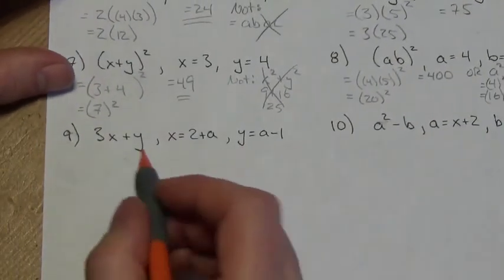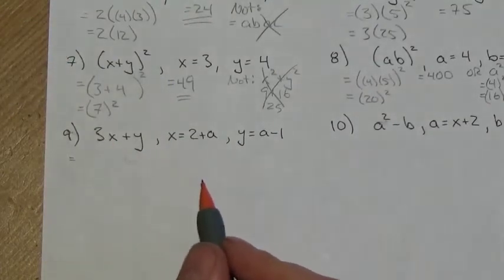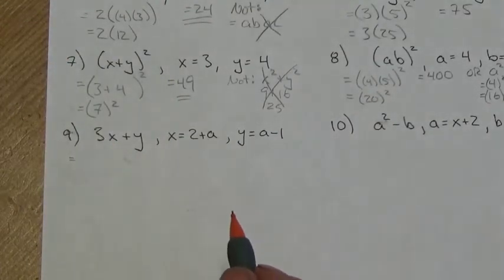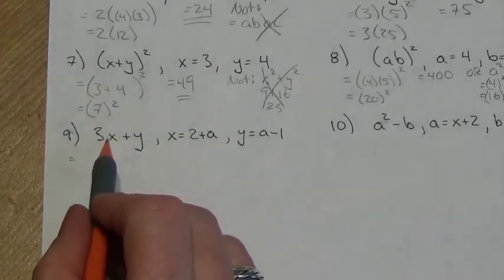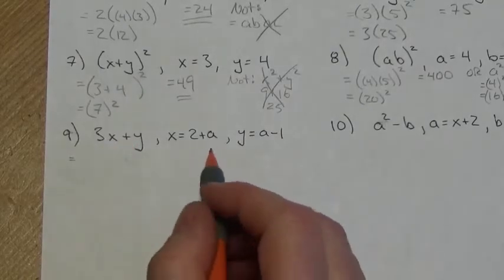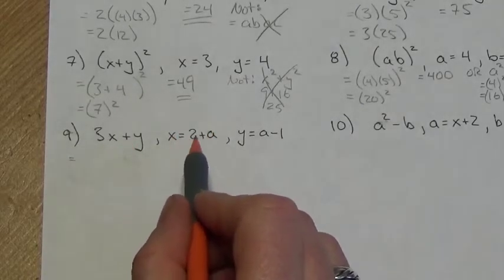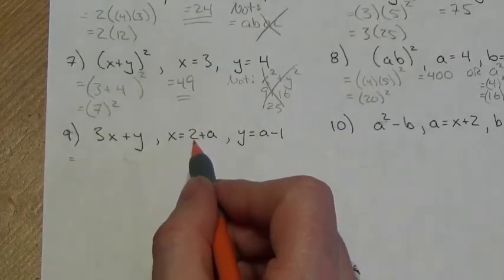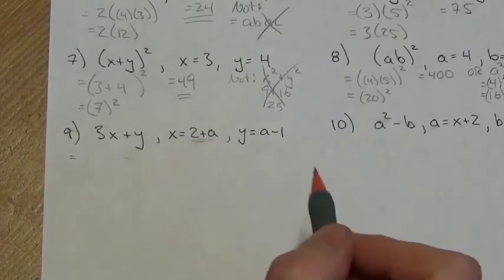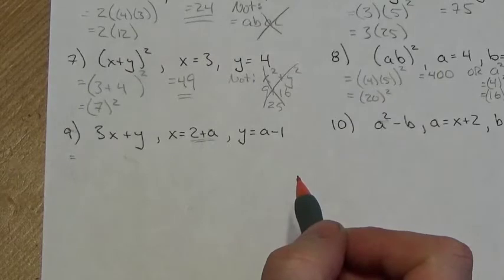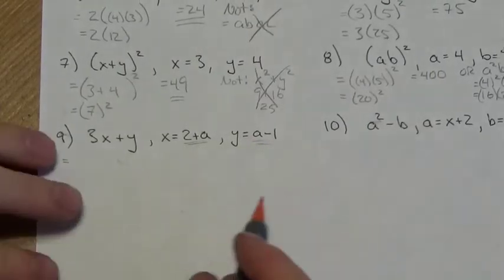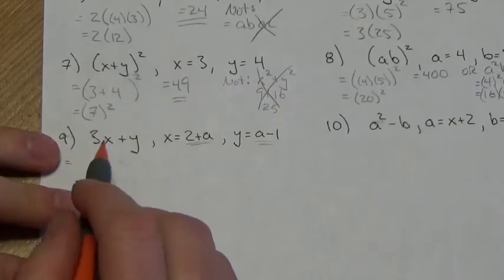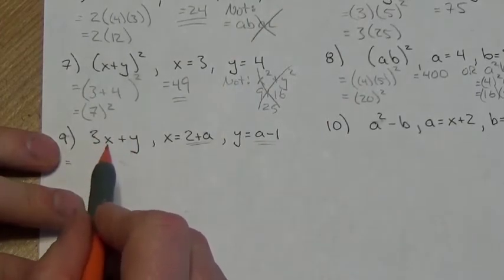Now, for these last two, this isn't so much about evaluating as it is about addressing another little issue that comes up when you do substitution. My expression here is 3 multiplied by x plus y. And now I've told you that x is equal to 2 plus a. It's now no longer a single number. It's this binomial, these two values together. And y is also these two values together. But look what's happening in the expression. 3 is being multiplied by whatever x is.